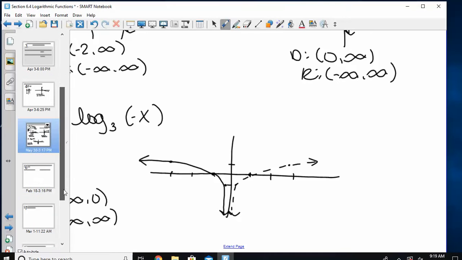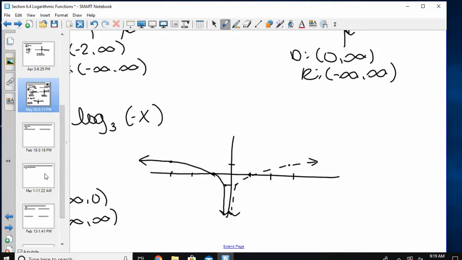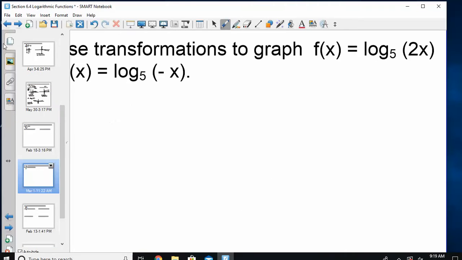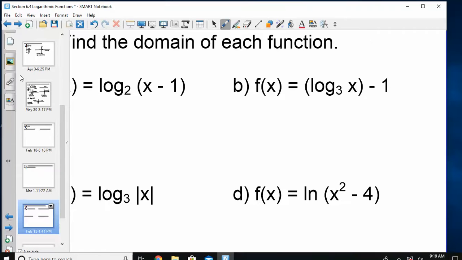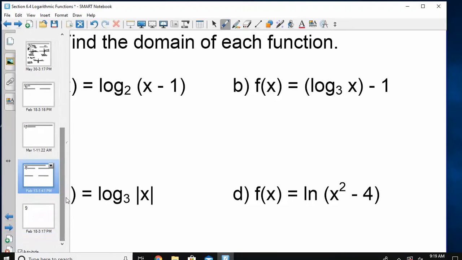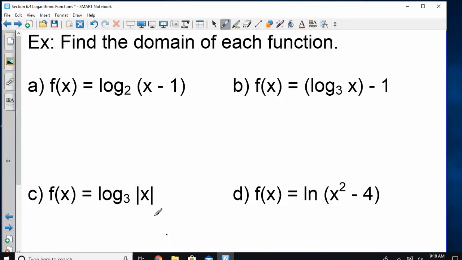Do we need more graphing problems? I'm going to go to this one. Here I'm asking you to find the domain, but you don't have to graph it first. I'm just asking you to use the equation to find the domain.